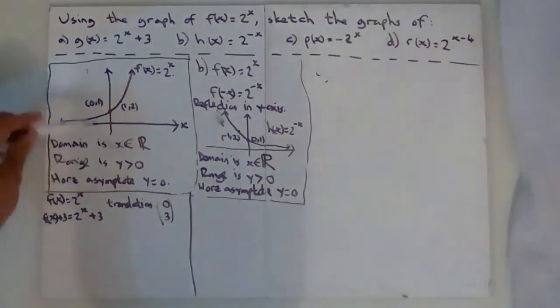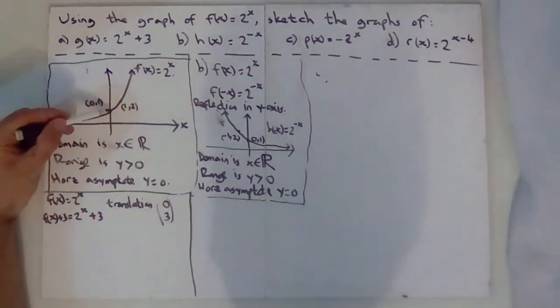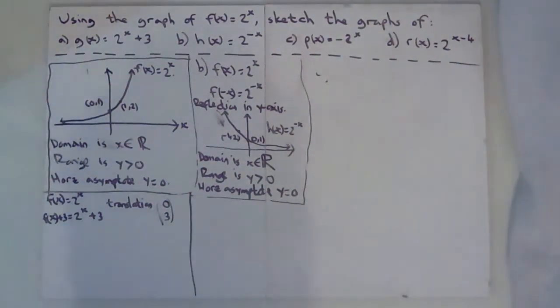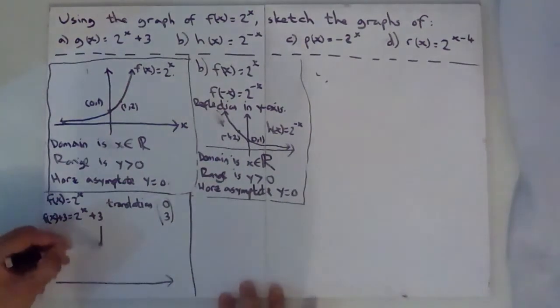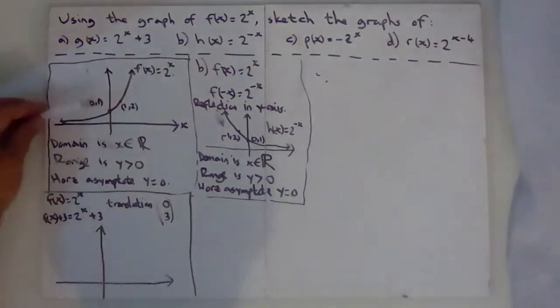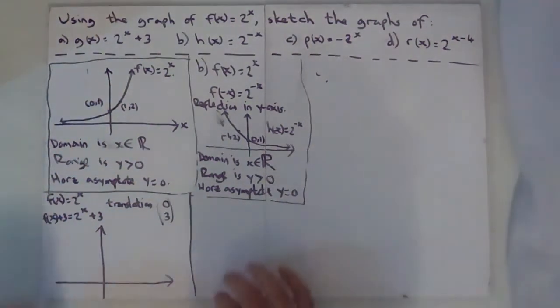So basically everything on this needs to stay the same, except it needs to go 3 spaces up. So this 0, 1 is going to be 0, 4. This 1, 2 is going to be 1, 5, and so on. So if I draw the axes, something like that, it's not going to necessarily have the same scale, but the other thing that's going to shift up 3 is this asymptote. Really important. Once we add 3 on, the horizontal asymptote is going to be y equals 3.